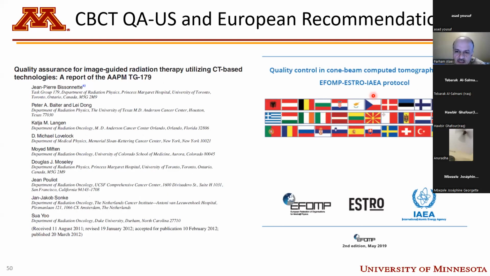recommendation to the IFAMP ESTRO IAEA protocol. So this one to that one. And I mentioned they are very similar. This one is quite older, actually. It's 2012. This one is 2019.